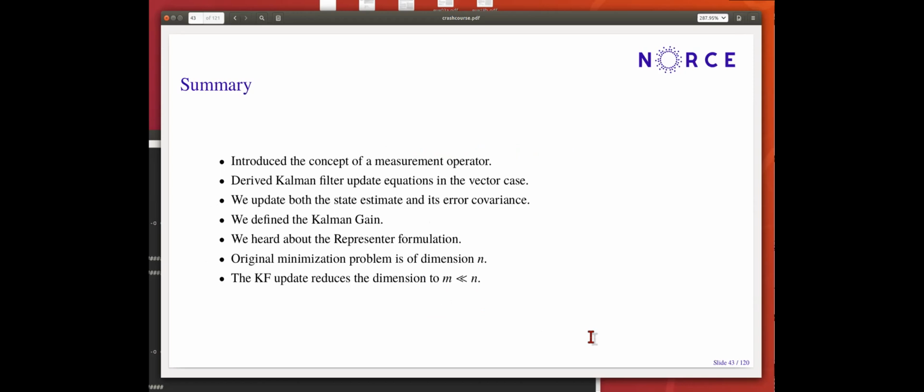So a summary now is that we have introduced the concept of a measurement operator. We derived the Kalman filter update equations in the vector case, and we update both the state estimate and its error covariance. We defined a Kalman gain. We heard about the representative formulation, and we saw that we started with an original minimization problem, which had the dimension of the number of state variables. And in the Kalman filter update, we reduce the dimension to the number of measurements.